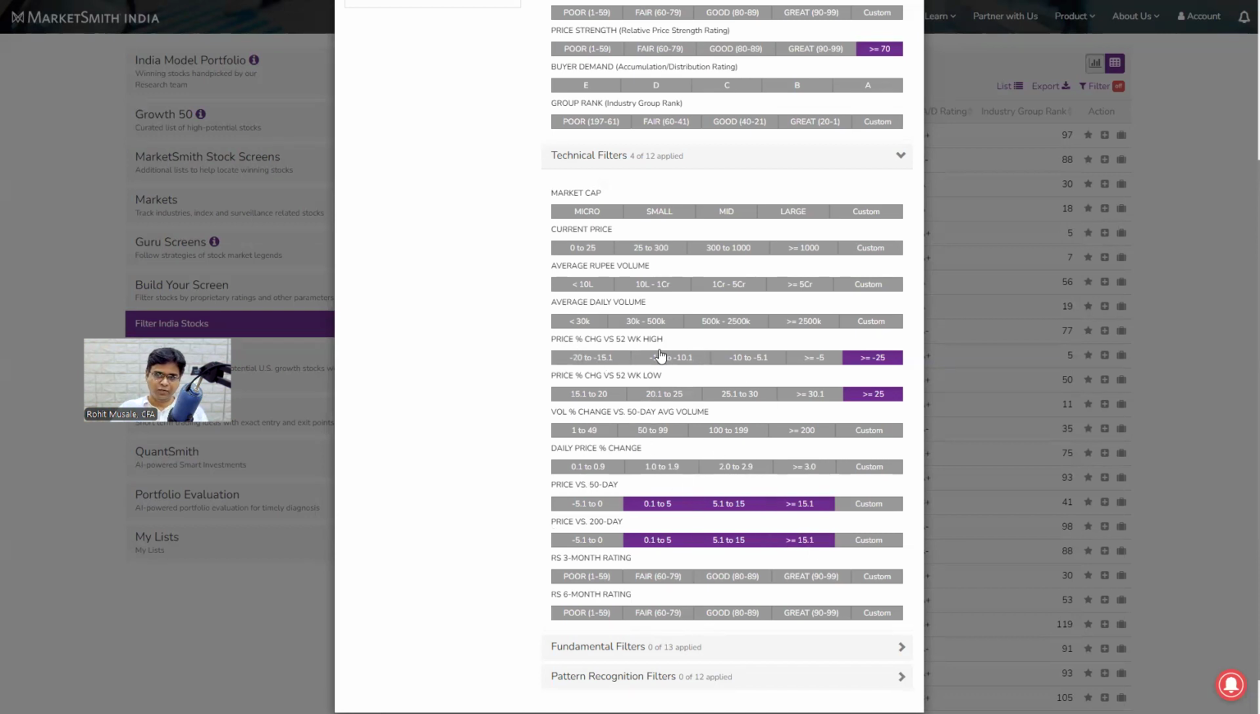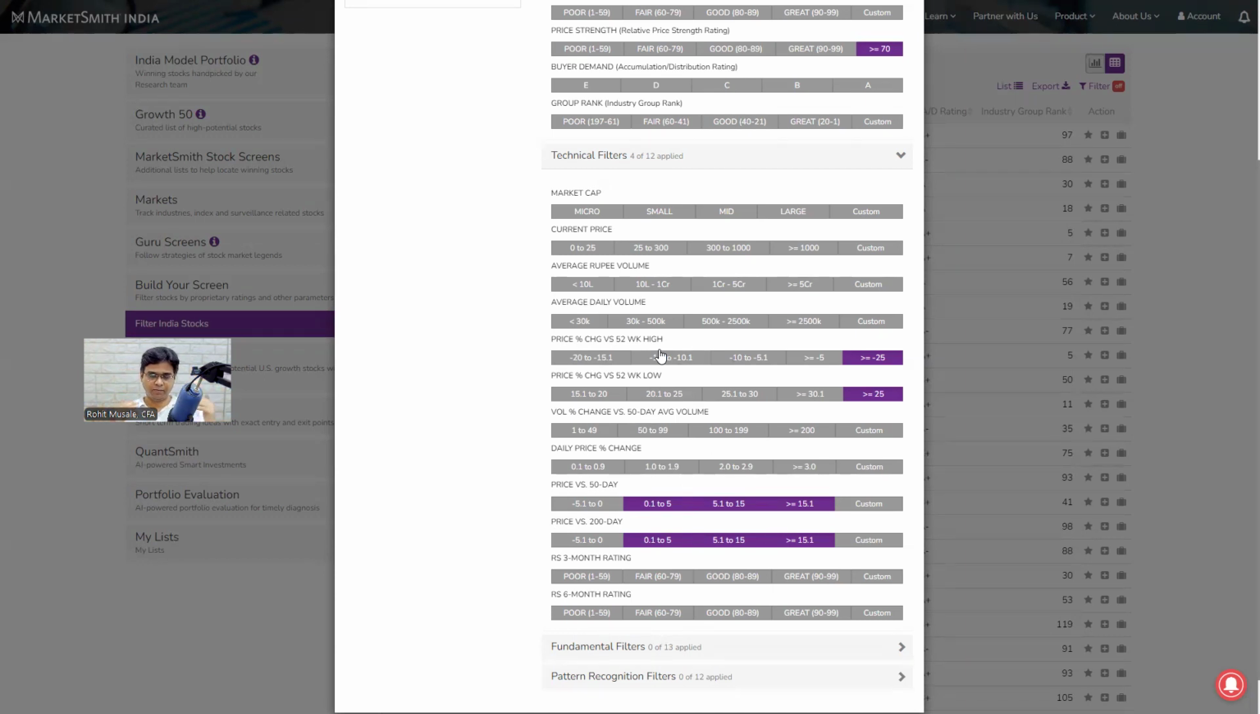Price versus 52-week high. So if this is the 52-week high, Mark Minervini wants the latest closing price of the stock to be within 25% distance from that 52-week high. If it is more than 25% below the 52-week high, that means the stock needs to do a lot of catching up. Okay, so that stock is out. So within 25% distance, if there is a stock, that is acceptable.